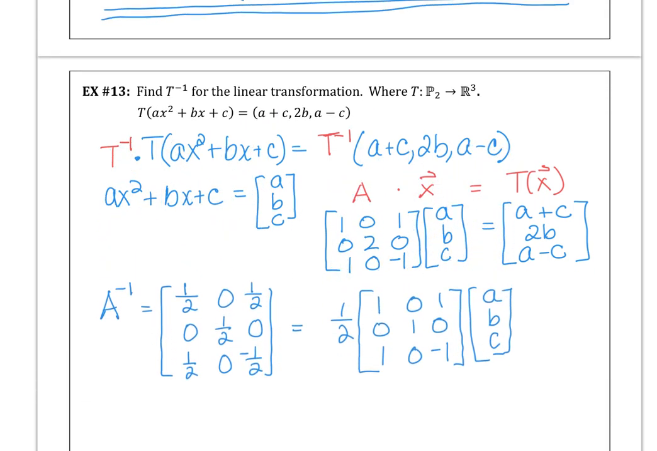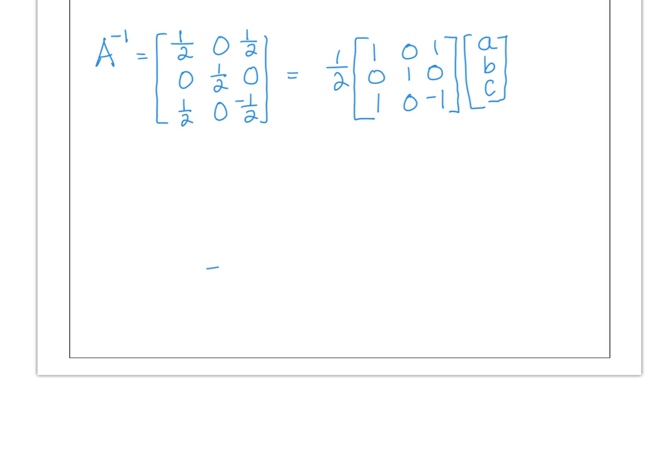Whoa, what happened here? So this means our transformation, T inverse, has mapped from R3 to P sub 2, I'm sorry, because we did the directions said. We were given where T was P sub 2 mapping to R3, so we're doing the opposite. We're mapping R3 back to P sub 2.